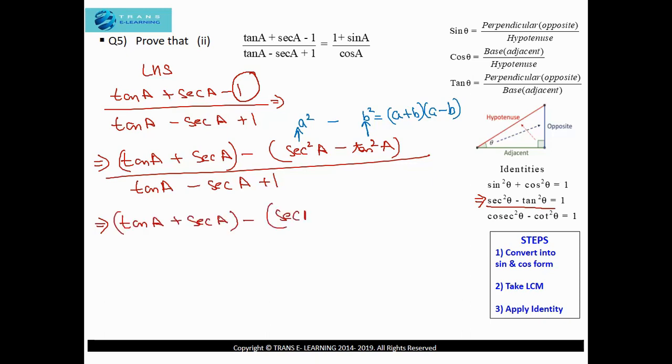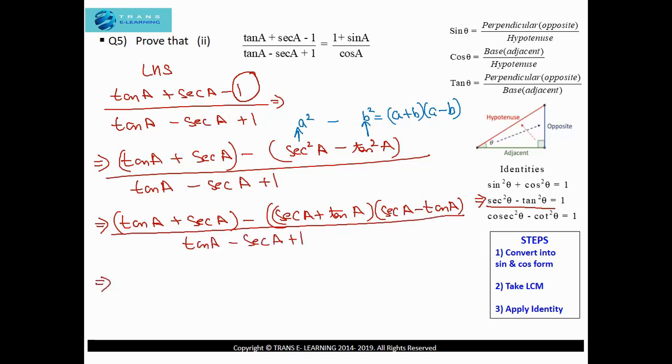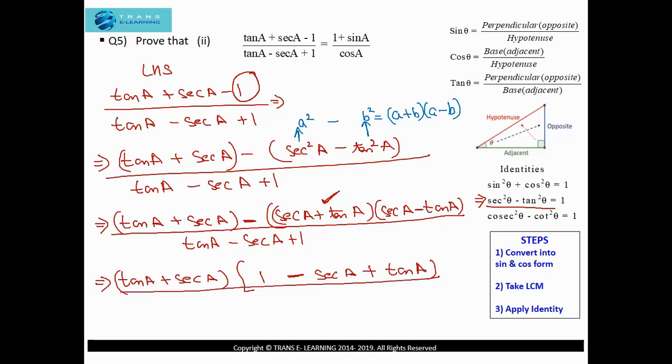So we will get secant A plus tan A into secant A minus tan A, and the denominator will remain same. Now from the numerator we can take tan A plus secant A common from both the terms. So I'm taking tan A plus secant A common from both the terms. We are left with 1 minus secant A plus tan A, because this has been taken common. So if I see this negative here and this is secant A, it will become minus secant A, and here again we have negative and we have minus tan A, so this will become plus tan A, and the denominator will remain same, that is tan A minus secant A plus 1.